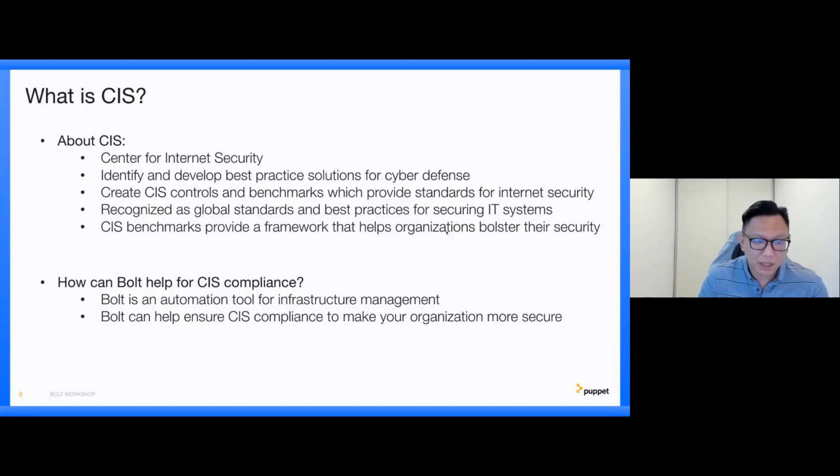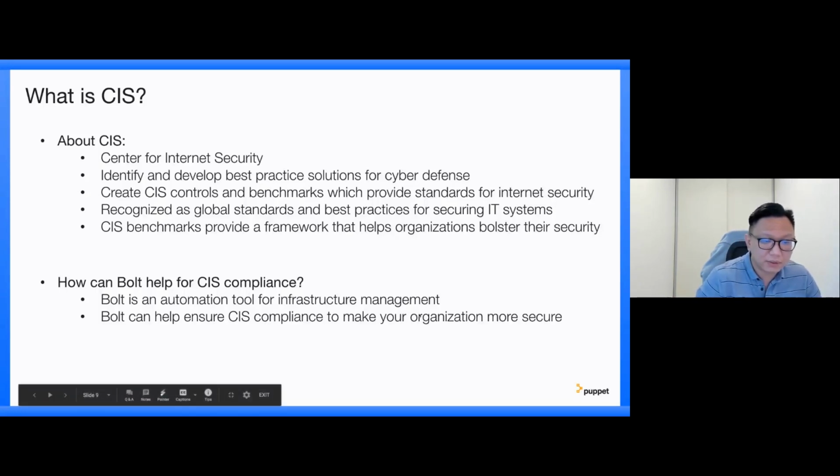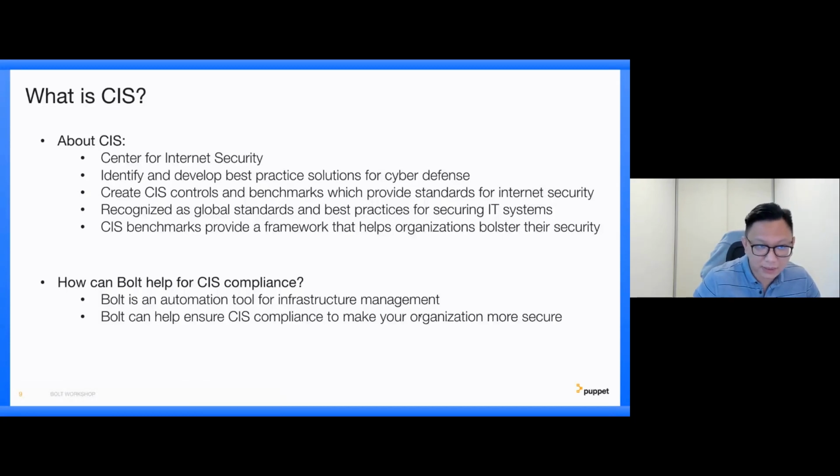So how can you use Bolt to help you in terms of CIS compliance? Bolt is an automation tool. It is agentless, which means that you do not need to install any kind of agents in your estate. You just need to open up ports like SSH for Linux nodes and WinRM for Windows, for infrastructure management. Bolt can also help you ensure that you're compliant with the CIS benchmarks, and that will make your organization much more secure. So that's what CIS is all about.